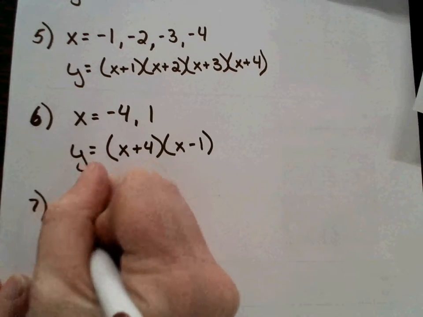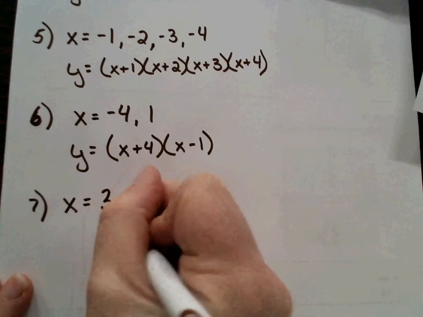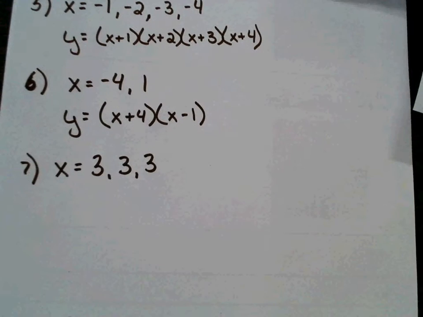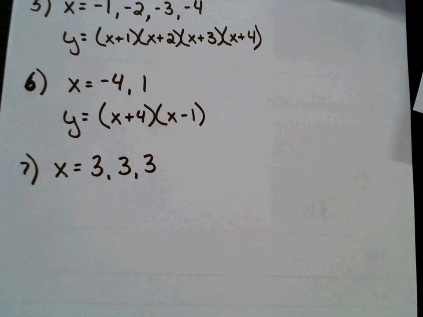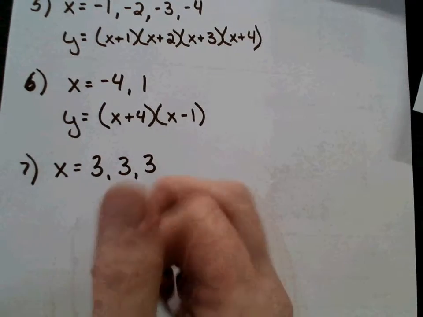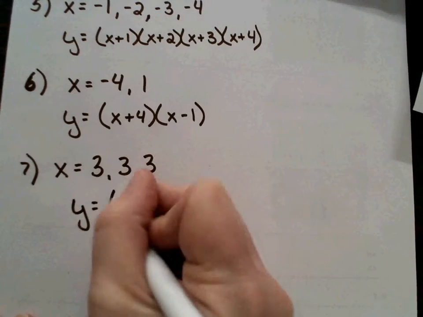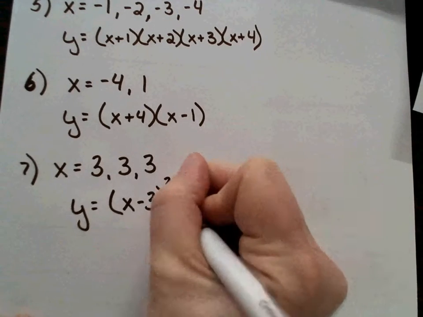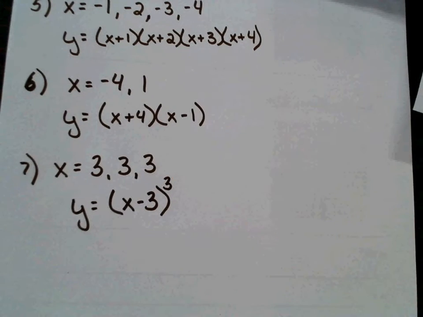Okay, I think we got the hang of those. What if I just said x equals 3, 3, and 3? How are you going to write that? Right, y equals x minus 3, because it's the opposite of 3, and then we're going to cube that.